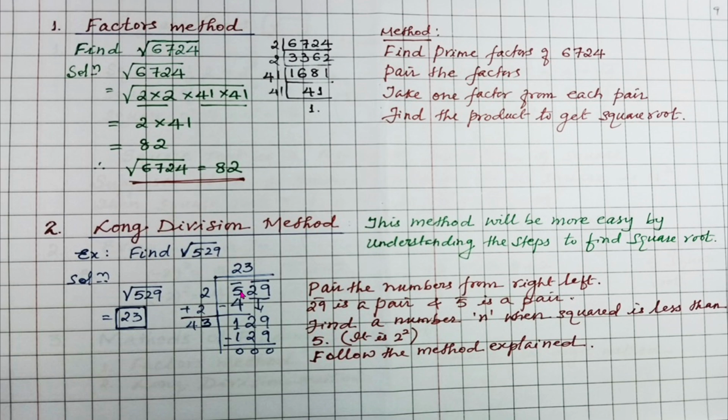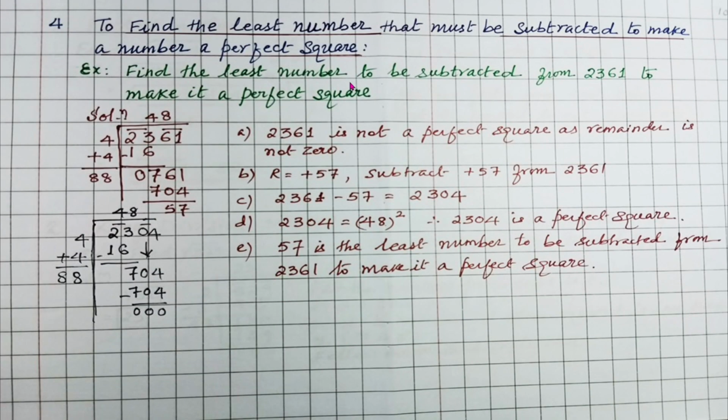After pairing, choose a number the square of which should be less than 5. 2 square is 4, which is less than 5, and we subtract 4 from 5, we get 1. Bring 29, always bring a pair down, so bring the pair 29 down and add 2 to the 2, it becomes 4. Choose a digit, I have chosen 3 here, so 43 into 3 becomes 129, which when subtracted we get 0. So that is the procedure of finding out the square root of 529, and we find that the square root of 529 is 23, and 529 is a perfect square. This is the long division method of finding out the square root of any given number.